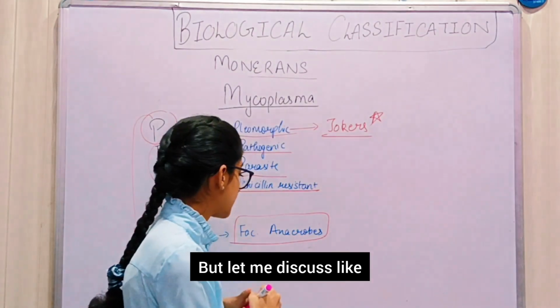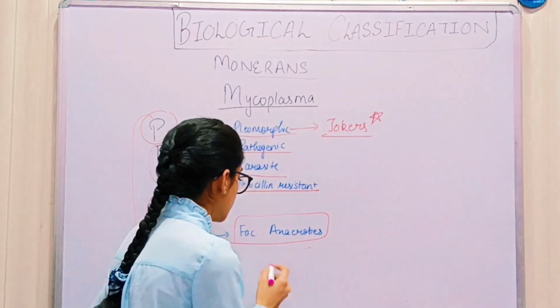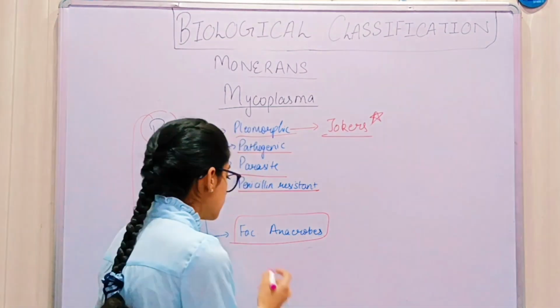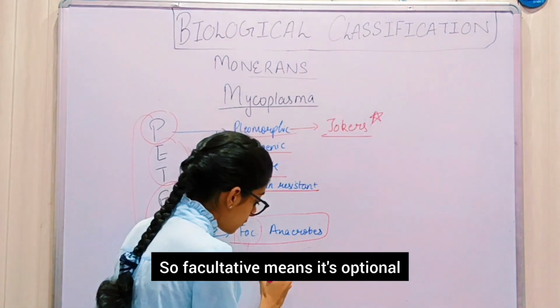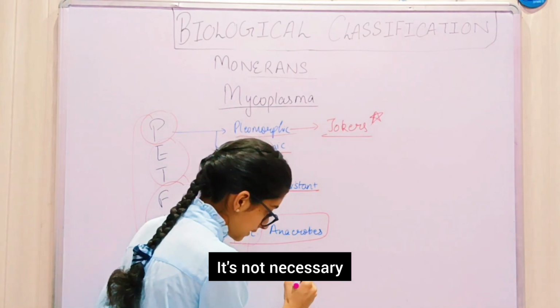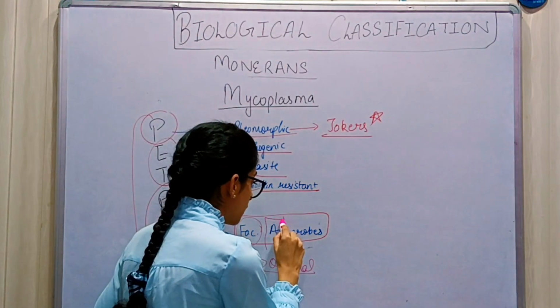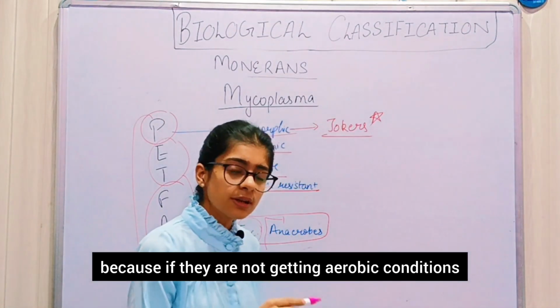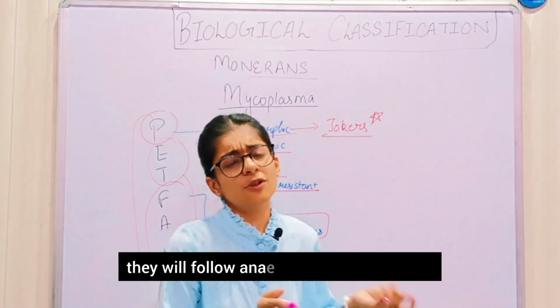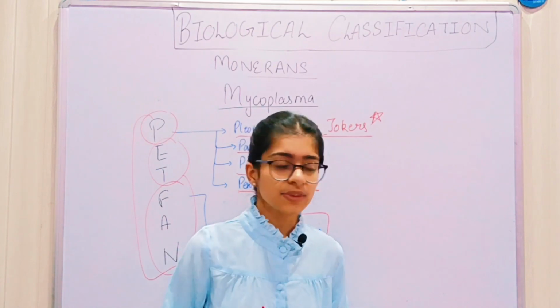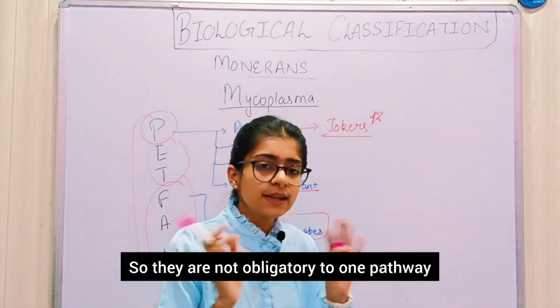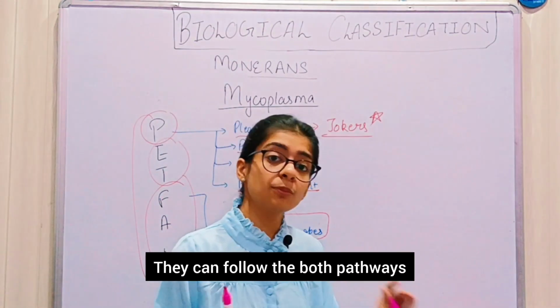But let me discuss what the facultative anaerobes are here, because it may be useful for you. Facultative means it's optional. It's not necessary. So, optional anaerobes, because if they are not getting aerobic conditions, they will follow anaerobic conditions, right? So they are not obligatory to one pathway. They can follow both pathways.